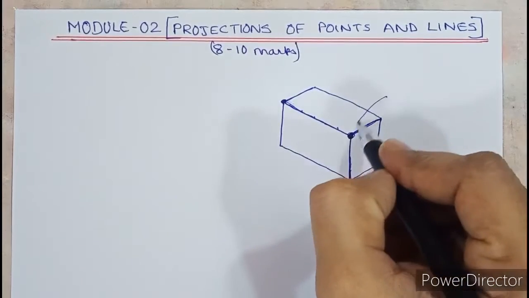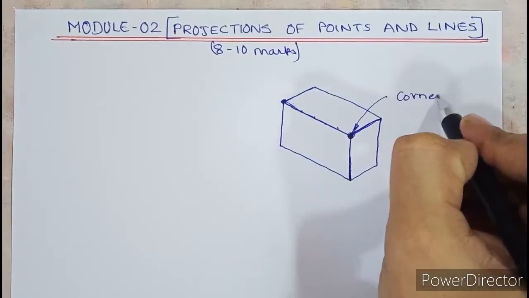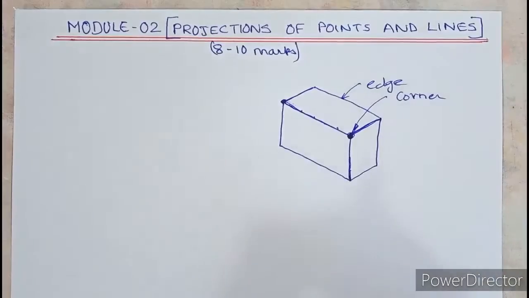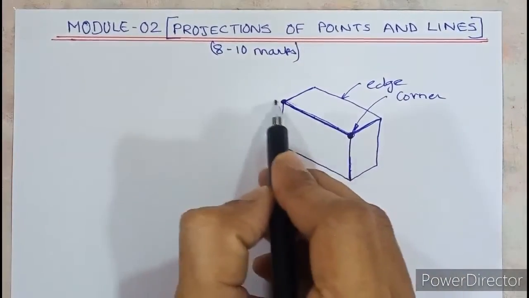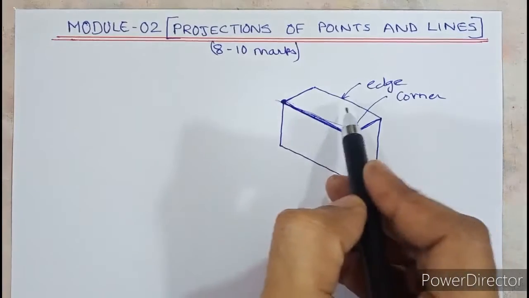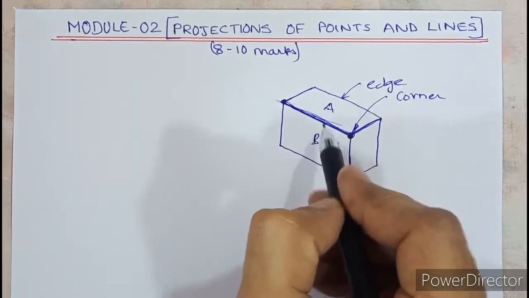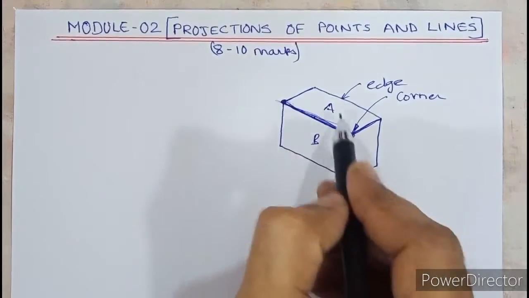So all of you should know that a point in engineering graphics can be called a corner. A line can be called an edge. So what is the definition of edge in engineering graphics? Edge means change of surface. Whenever two surfaces, look at surface A and B, whenever two surfaces meet, an edge is formed. So the definition of edge is change of surface.